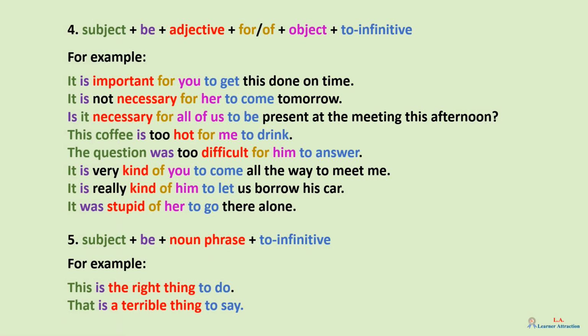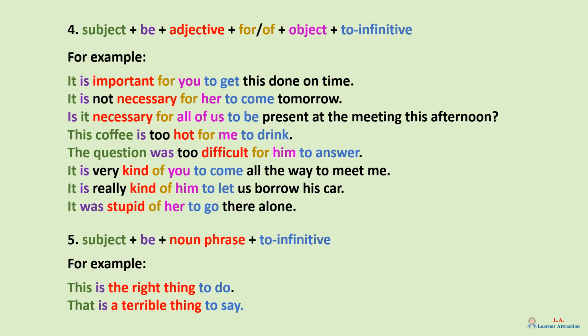Four. Subject plus be plus adjective plus for or of plus object plus to infinitive. For example, it is important for you to get this done on time. It is not necessary for her to come tomorrow. Is it necessary for all of us to be present at the meeting this afternoon? This coffee is too hot for me to drink. The question was too difficult for him to answer.